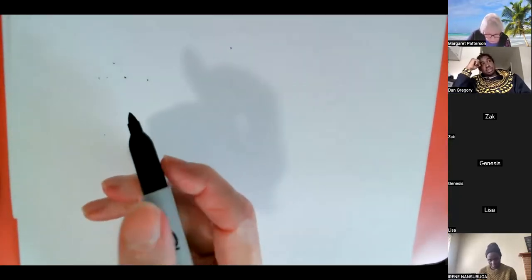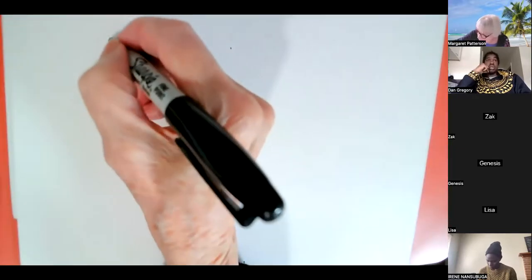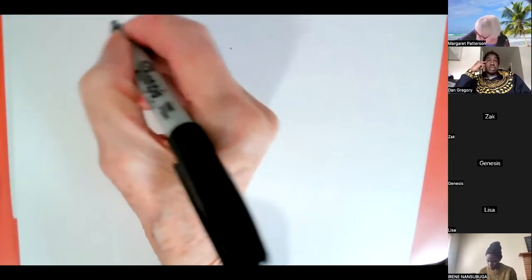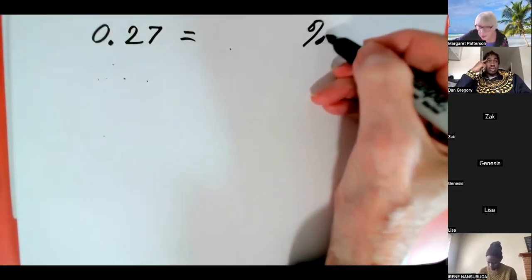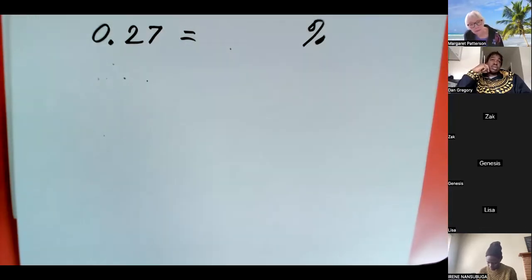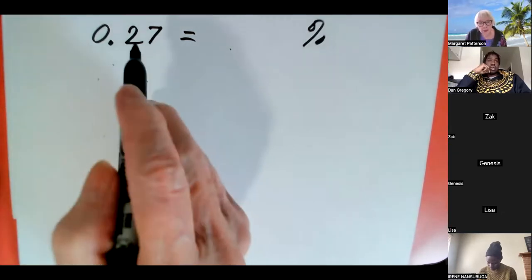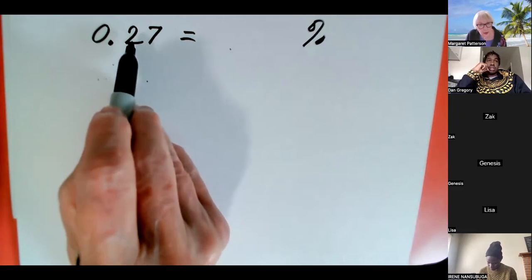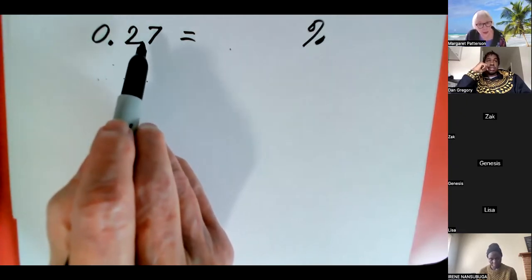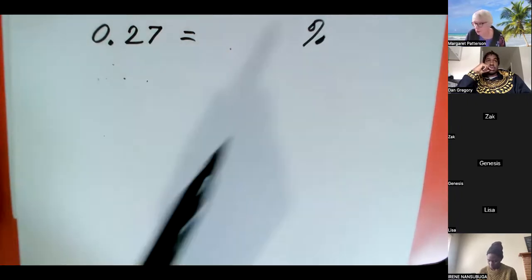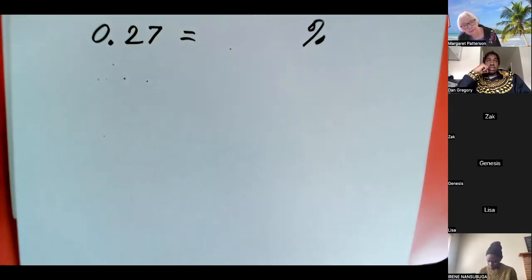Now, typically, if you had a decimal and somebody said, I want the percent, it's the reverse. So 0.27, 27 hundredths, if you say it, you know what it is. What percentage is that? 27%.